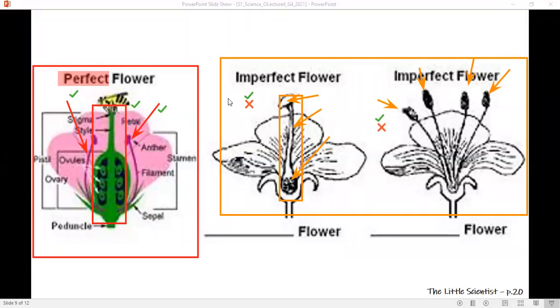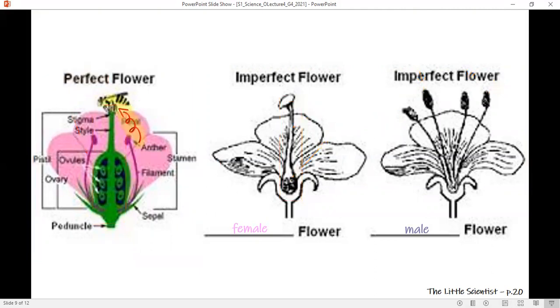In each case, there is something missing. There is an organ missing. One flower shows the female part. It is the female flower. The second shows male parts. It is the male flower. In this case, pollen must be moved from the male flower to the female flower, and not like this.